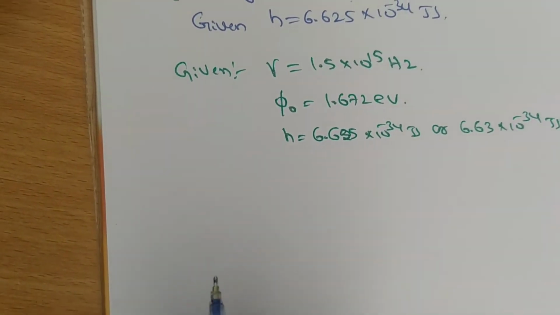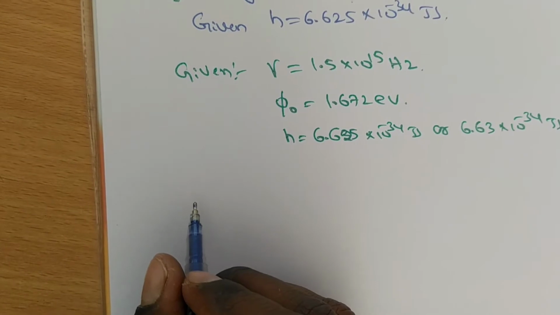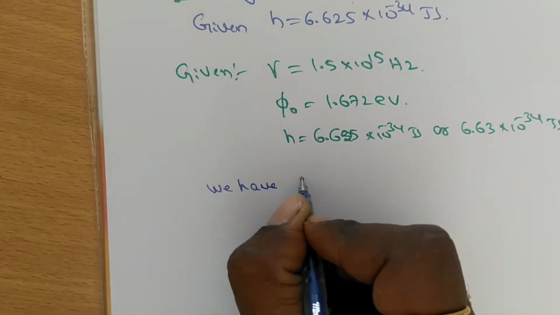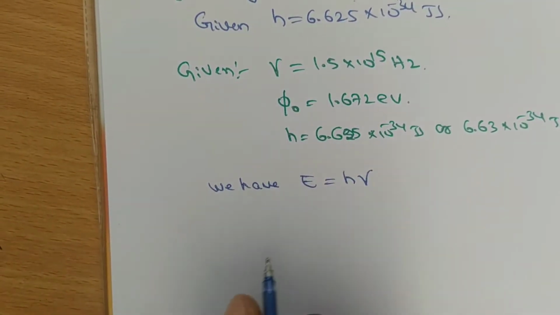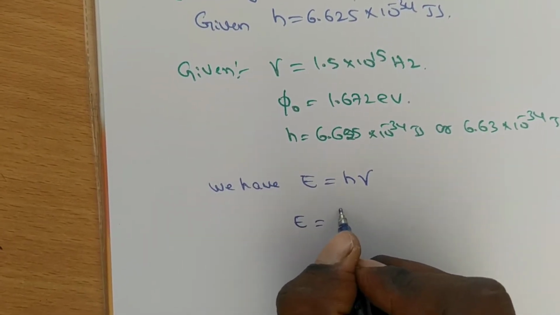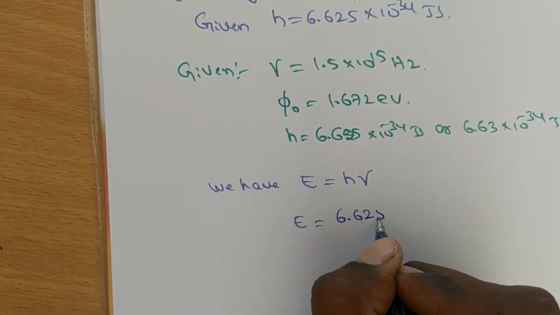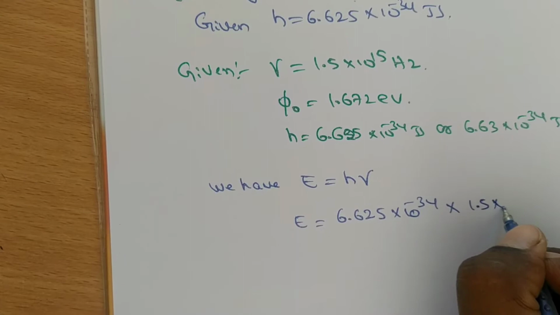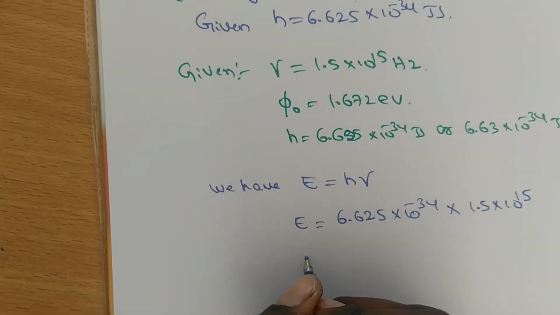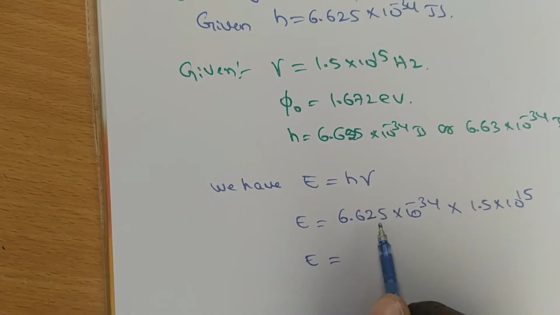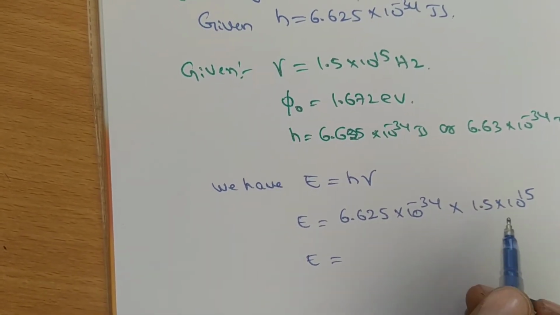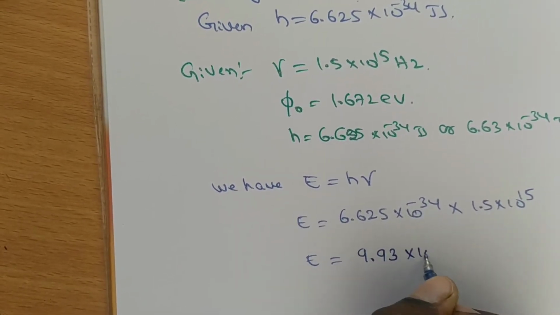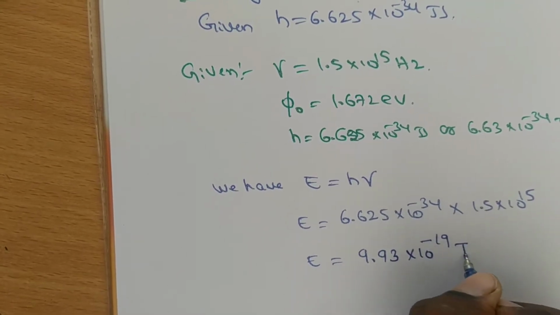Now we have to calculate the stopping potential. Before that we have to use the formula E is equal to h nu. E is equal to h value 6.625 into 10 to the power of minus 34 and nu value 1.5 into 10 to the power of 15. E is equal to, multiply 6.625 into 1.5, this one is 9.93 into 10 to the power of minus 19 joule.